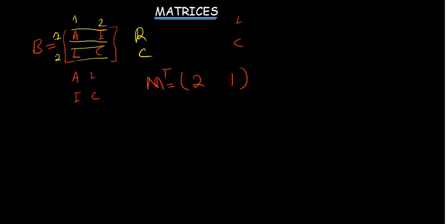Whenever you see a T raised on the letter representing a matrix, raised to power T, it means they are looking for the transpose of that matrix. And if it's an inverse, you're going to see something different on top. So this is our first row. This row needs to be made a column. So what you're going to have is a 2 and a 1 there, and that will be your answer.